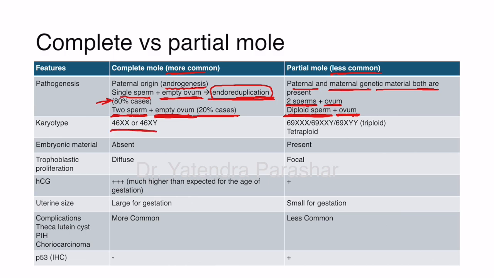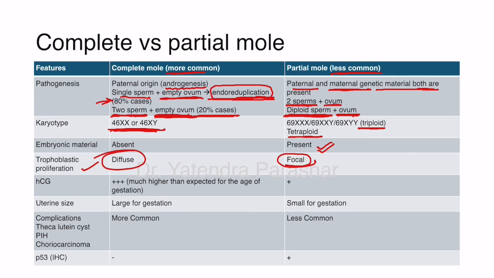Karyotype: complete moles are diploid, 46XX or 46XY, but these are of paternal origin only. However, the karyotype of partial mole is either triploid, 69XXX, 69XXY, 69XYY, or tetraploid. Embryonic material is absent in complete mole. However, it can be seen in the partial mole. And trophoblastic proliferation is diffuse in case of complete mole, and it is focal in partial mole.